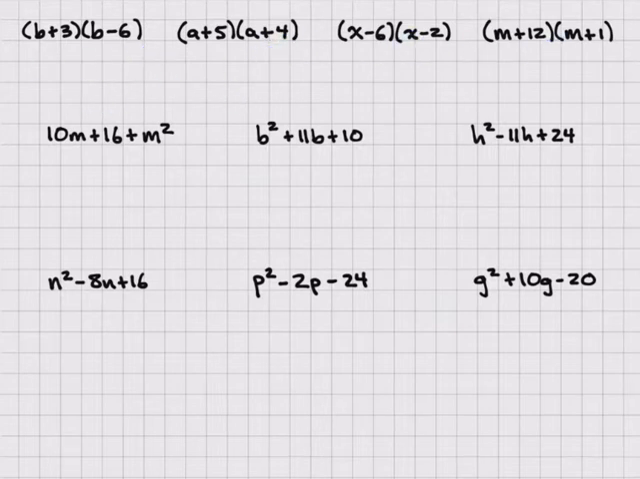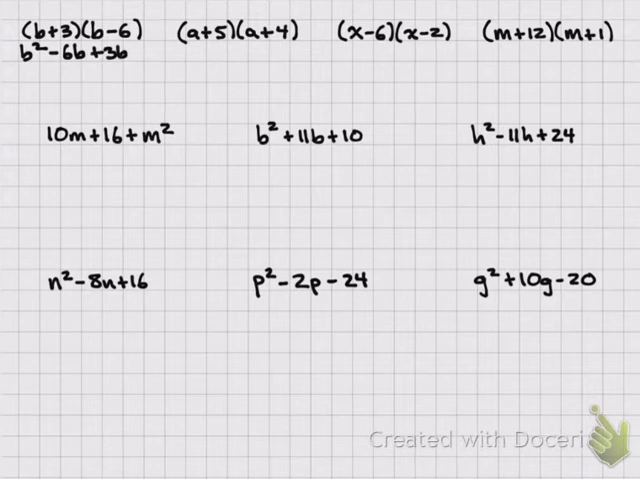So in this first example, b plus 3 times b minus 6, if we were to multiply those together, well, b times b is b squared. b times negative 6 is negative 6b. Then we get a positive 3b. And 3 times negative 6 is negative 18. So our final product in this case would be b squared minus 3b minus 18.